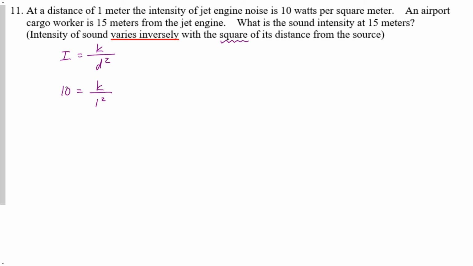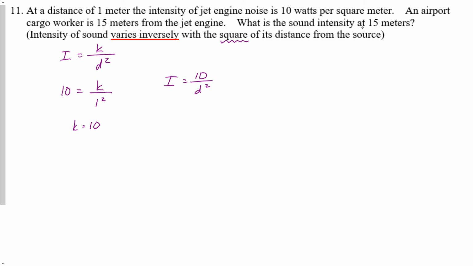So now if we want to solve for K, 1 squared is just 1. So realistically, we don't have much to do solving. We've got our constant of variation at 10, which means we can write our equation, I equals 10 over D squared. And this is the first part of the task you were given in this problem. No, I'm sorry, it's not. You're not told that you have to write the equation. However, you do need the equation so that you can answer the question, which is what is the sound intensity at 15 meters?